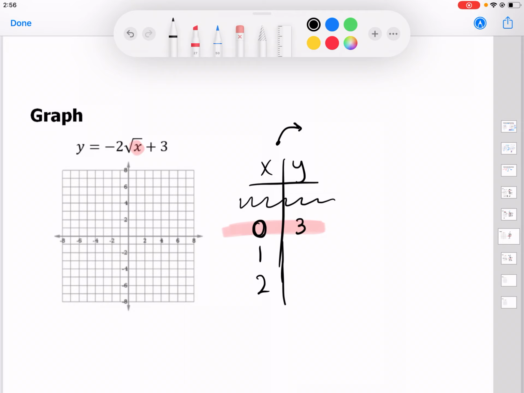So this one would give me 3. This one would give you 1. This one, I don't know off the top of my head, so just type it in and get a decimal. You get 0.17. If you wanted one that would give you an integer, 4 would, and that would give you negative 1. So then we'd plot that. So we'd have 0, 3, 1, 1, 2, 0.17, and 4, negative 1 if you want to do all those. So notice this one just flipped our arch upside down, and that can happen.